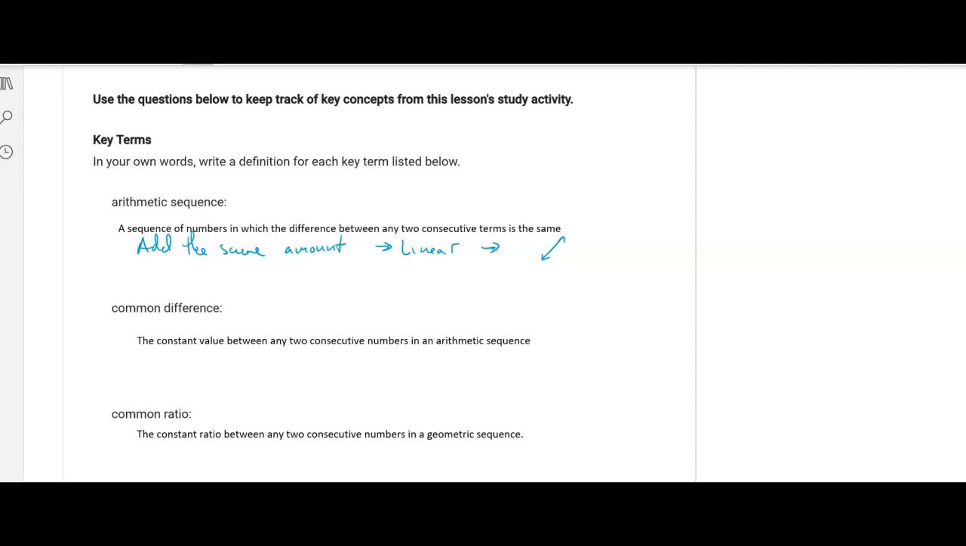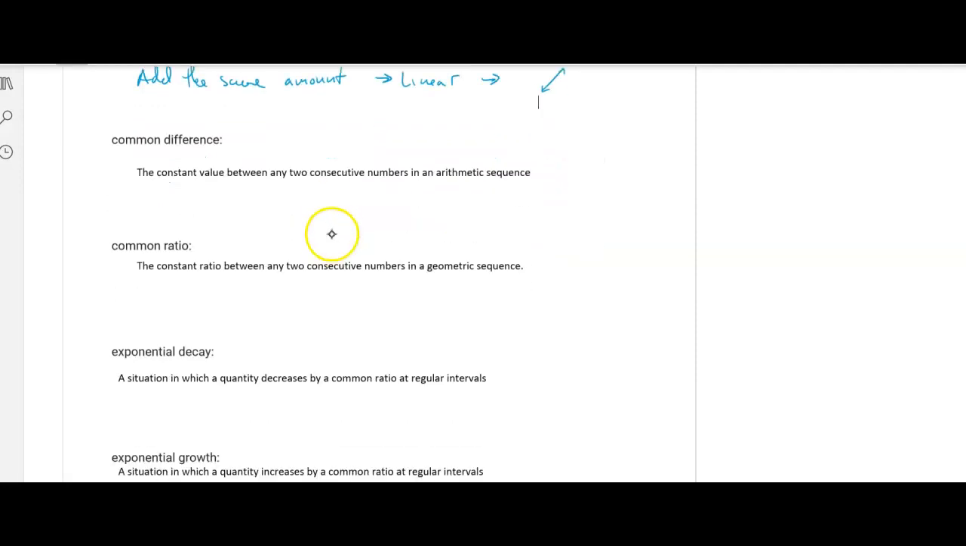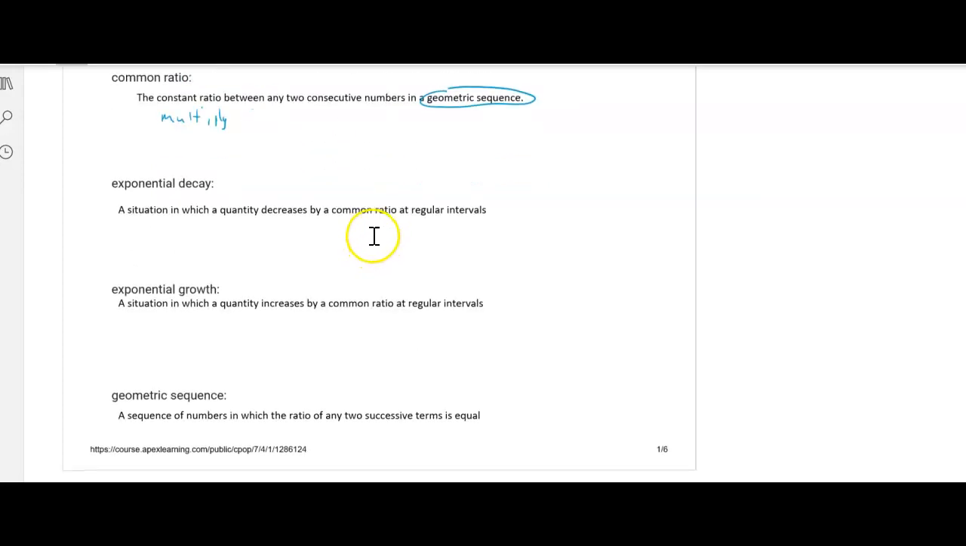Remember, the common difference is basically the amount being added or subtracted each time. And in addition to that, the common difference ends up being the slope of the line. Now, common ratio is the constant ratio between any two consecutive numbers in a geometric sequence. It's the amount you're multiplying by each time. Okay, now when you have a geometric sequence, you get one of two things.